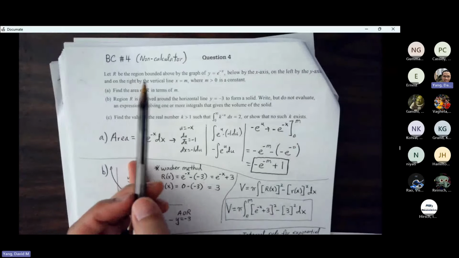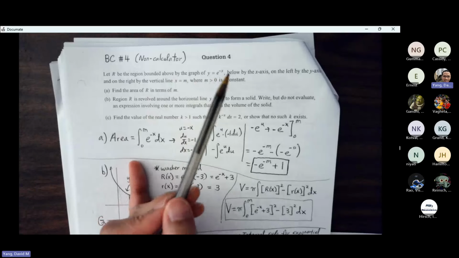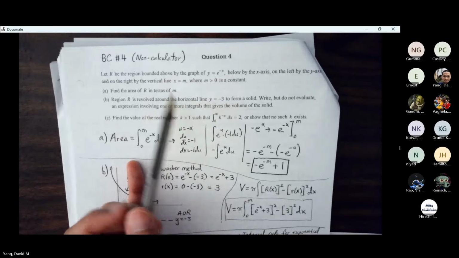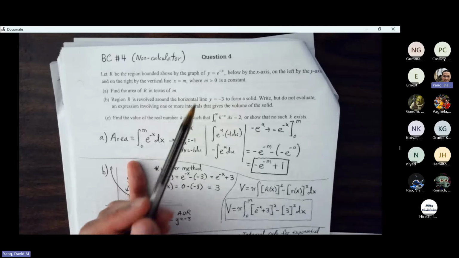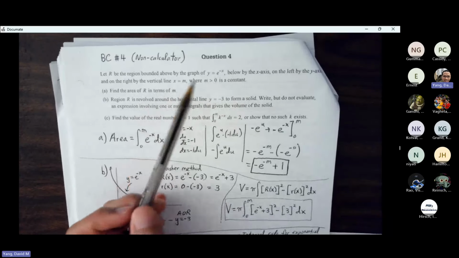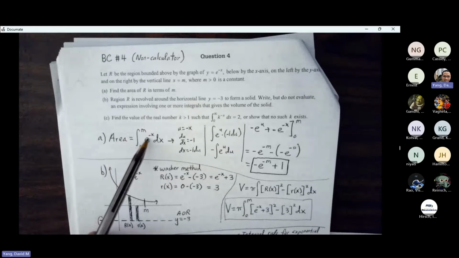Okay, let R be the region bounded by the graph of e to the negative x, below by the x-axis, on the right by the vertical line x equals m. Find the area of R in terms of m. So we know we're going to go from 0 to m under the graph of e to the negative x.